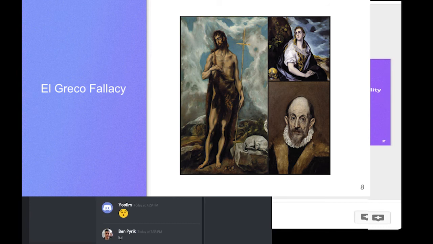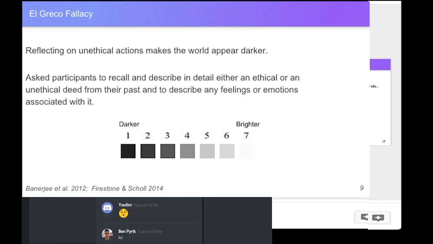The claim that El Greco literally saw things stretched doesn't really have merit, but this is the same sort of fallacy that a lot of studies have succumbed to. So for instance, on the next slide, there's a study that said that reflecting on unethical actions makes the world literally appear darker. They asked participants to recall and describe in detail either an ethical or an unethical deed from their past, and to describe any feelings or emotions associated with it. They used a 7-point scale, and subjects simply used the scale to determine if the room was brighter or darker.